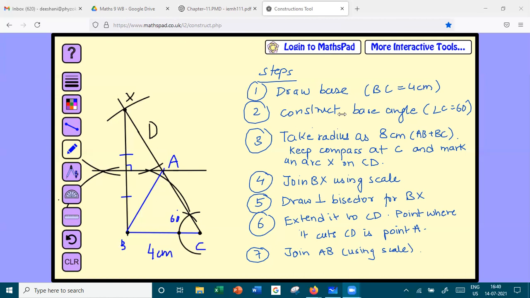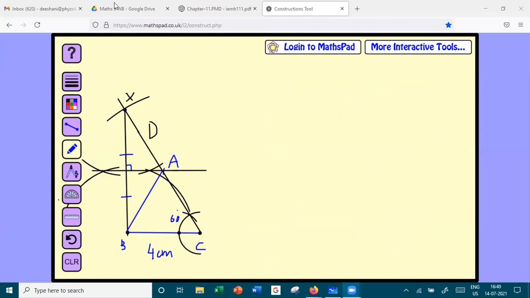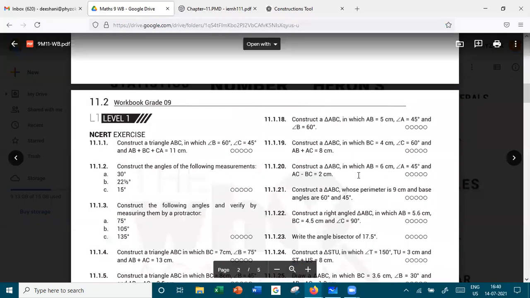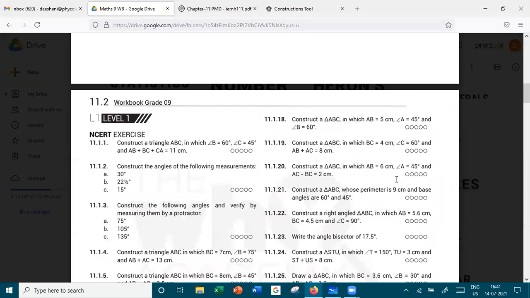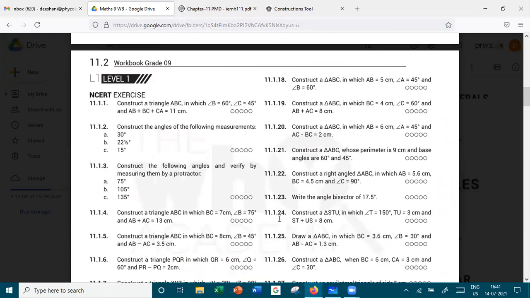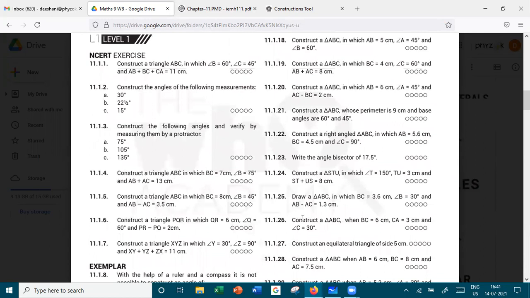Yes, ma'am, done. I'm done. Done? Done, ma'am. Samriddhi done? Yes, ma'am. Okay, ठीक है. Okay, then once you all are done, let me erase it. And I will give you one question. Now solve this and send the picture on the group. Okay, let us take a good question for that.